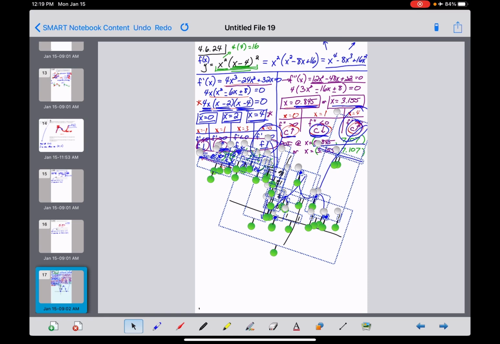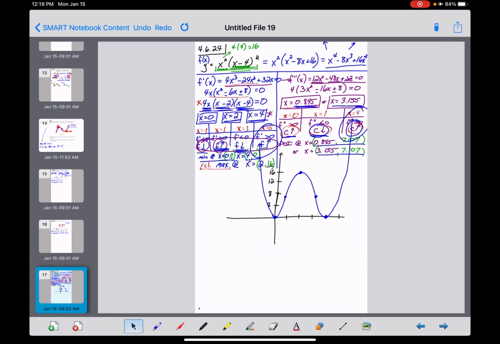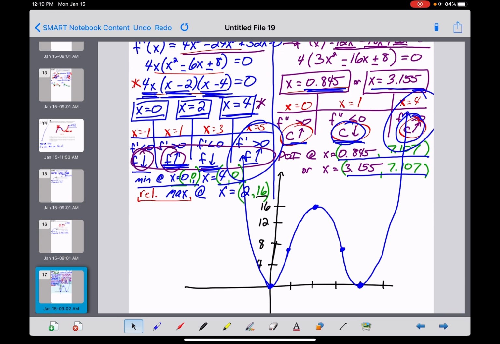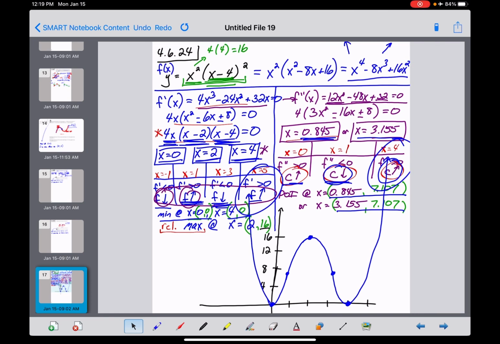So maybe I can move. Oh, that was a horrible idea. Let's not do that. Okay, anyway, that's about what our graph is going to look like. So a lot of work involved on problem number 24, but that's what the final result should look like.